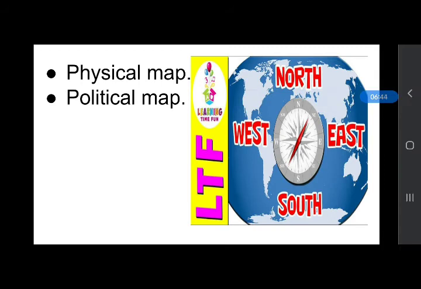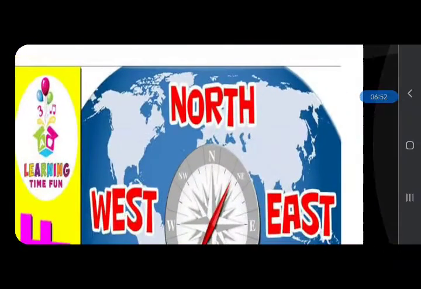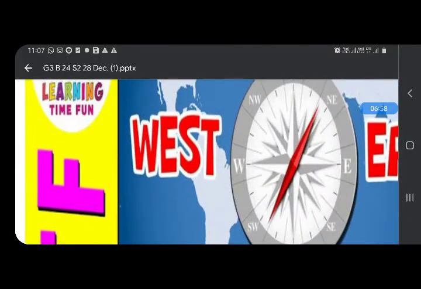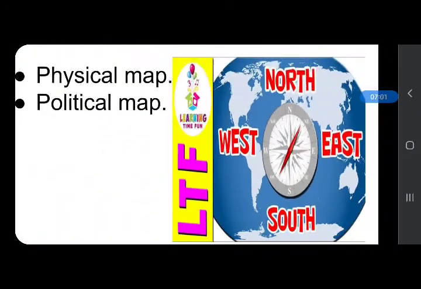And maps show the 4 directions: north, south, west and east. Upper side is north, bottom is south, left is west and right is east. Remember this thing. You should know where is east, west, north and south because we will use it later in some topics. And what is an atlas? An atlas is a collection of many maps. Atlas is a book with a collection of many maps.